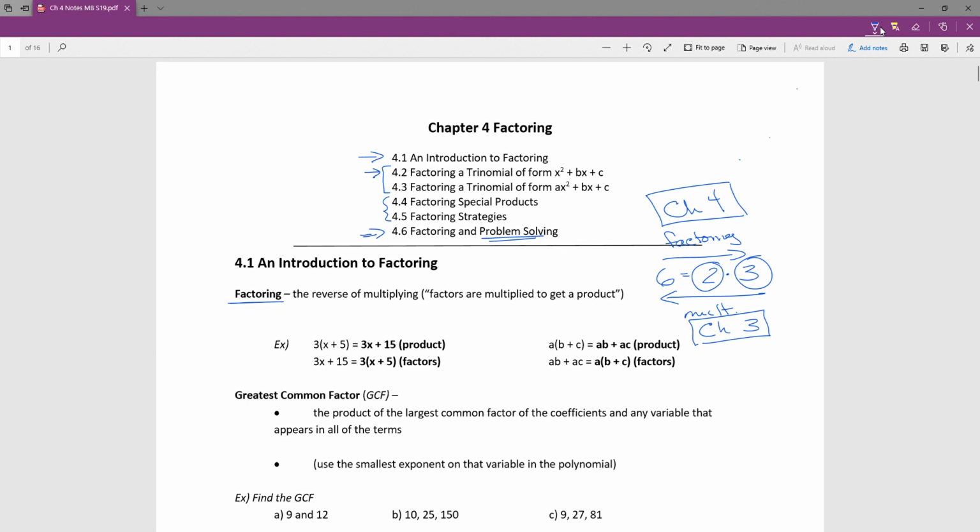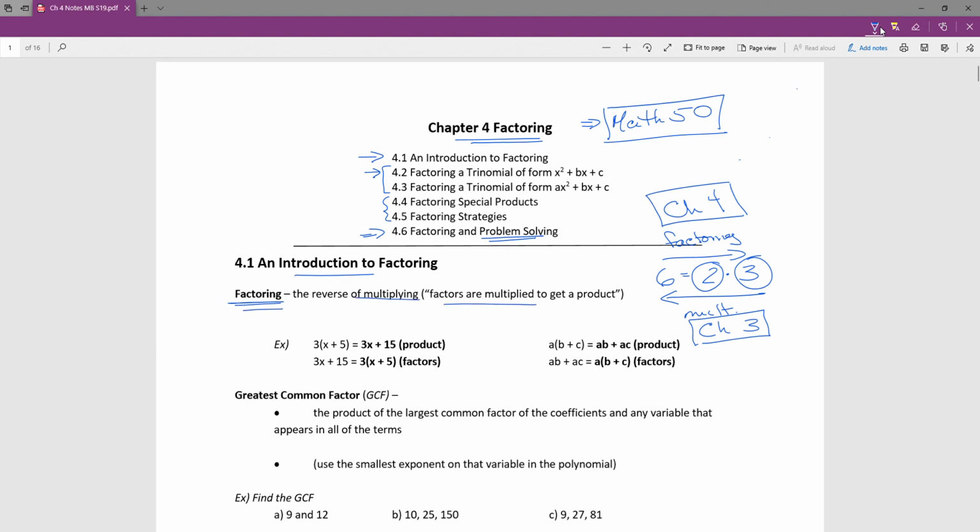We've got 6 classes devoted to chapter 4, because if there's one skill that you could move on to Math 50 with, it is factoring. And so I want to make sure that you've got a solid foundation in your factoring skills. So I did say 4.1, introduction to factoring. Factoring is the reverse of multiplying.